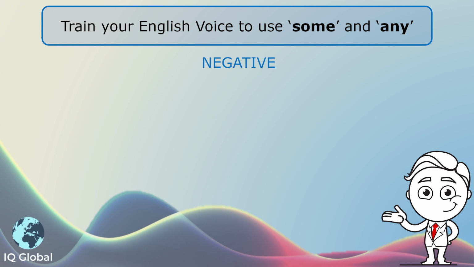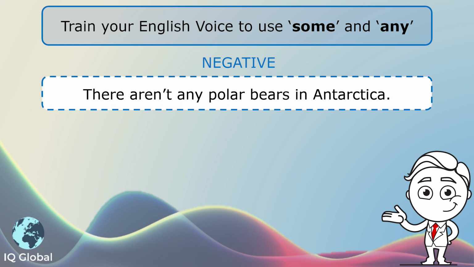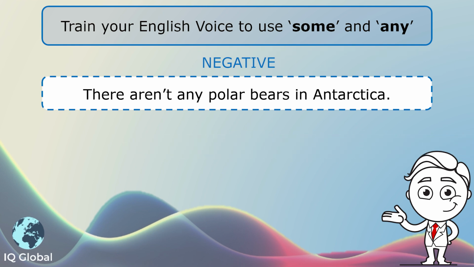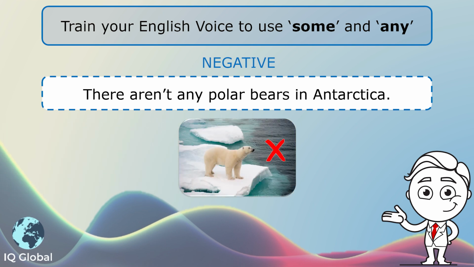Let's have a look at a negative sentence. There aren't any polar bears in Antarctica. We know that aren't is are plus not, aren't, and the word not makes a sentence negative. So here I use the word any. There aren't any. So here the quantity is 0. There are 0 polar bears in Antarctica.